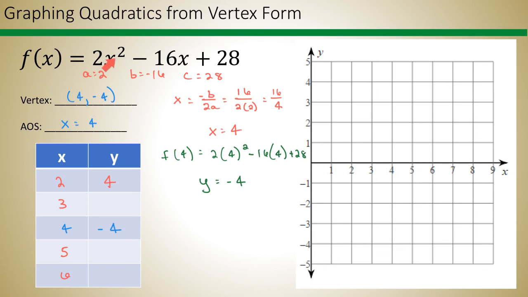So 3 squared is 9. 2 times 9 is 18. -16 times 3 is going to be -48. So that's -30. -30 plus 28 is -2. And then remember, this thing is symmetrical, so we're going to see the same numbers on the other side. So we get these points here: (2, 4), (3, -2), (4, -4), (5, -2), and (6, 4).